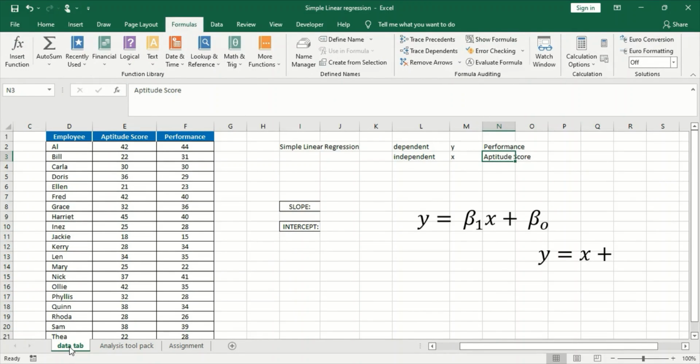So this is supposed to be formula tab, not data tab. So under our formula tab, we need to get our B1, and that B1 is our slope. So let's get our slope.